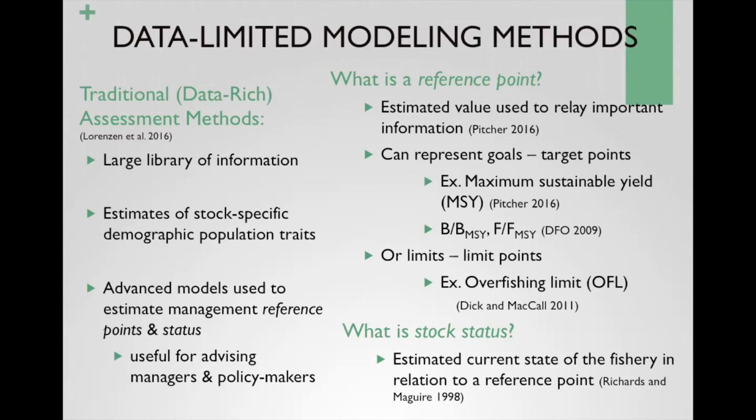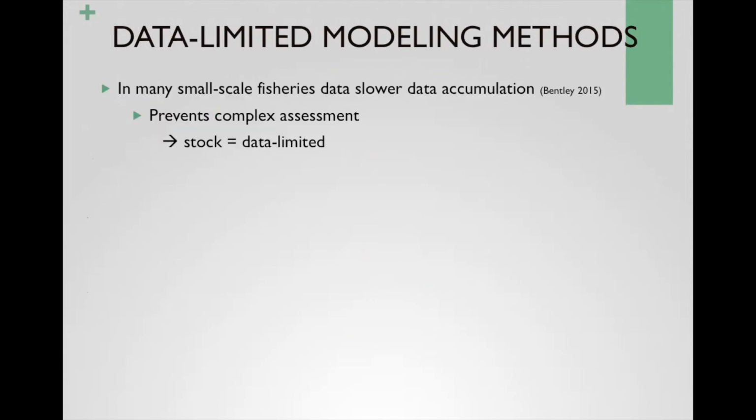What is stock status? Stock status is the estimated current state of the fishery in relation to a reference point. So for example, if the harvesting level is above the overfishing limit, then the current stock status of the fishery is being overfished. When reference points are known or have been estimated with certainty, then the fishery can be deemed data rich. And ideally, management and policymakers prefer these stocks to make decisions.